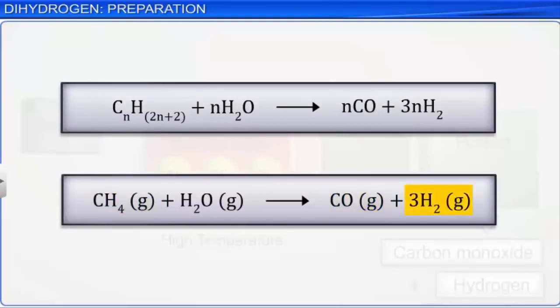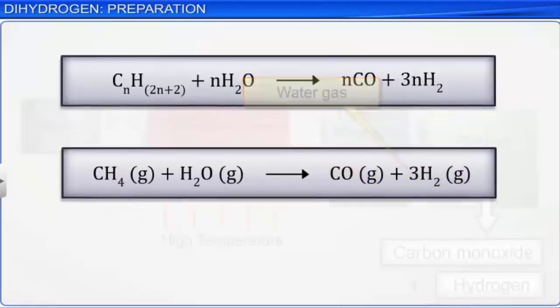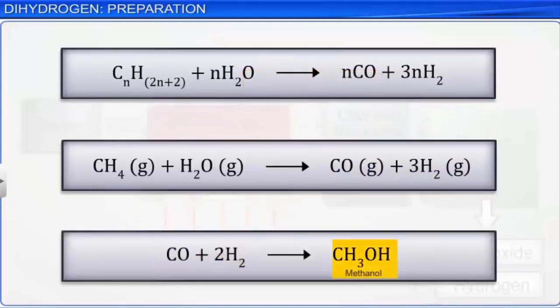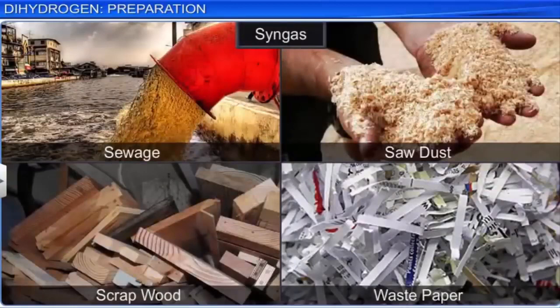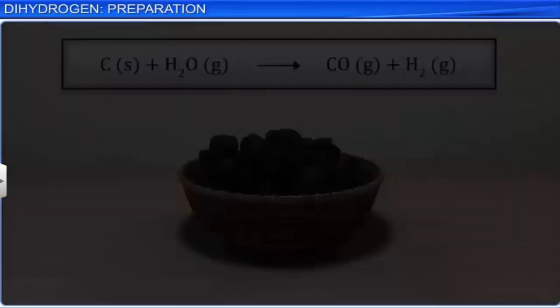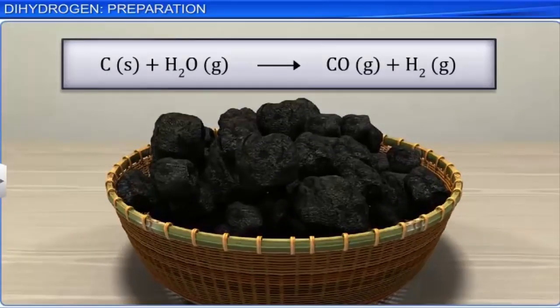The mixture of hydrogen and carbon monoxide is called water gas. Water gas is further used for the synthesis of methanol and a number of other hydrocarbons, as it produces a lot of heat when burnt. Hence, water gas is also called synthesis gas or syngas. Syngas is also produced from sewage, sawdust, scrap wood, waste paper, etc. When syngas is obtained by the reaction of steam on coal, the process is known as coal gasification.